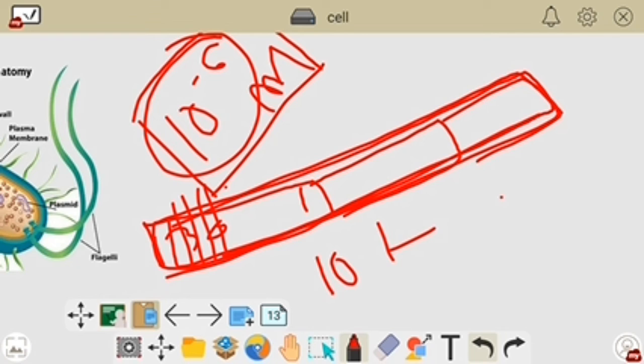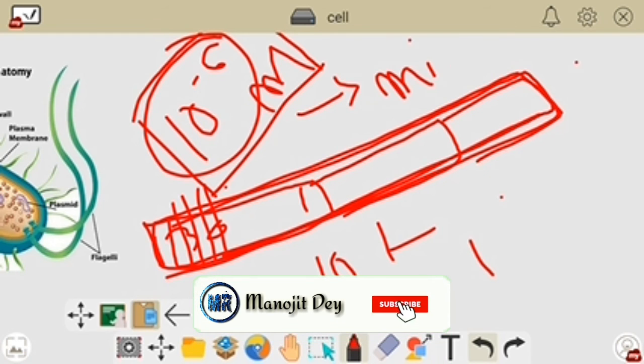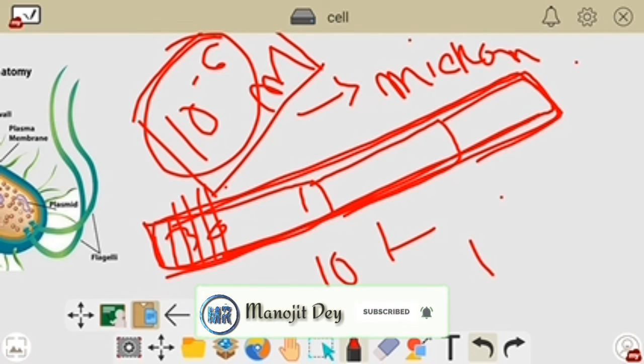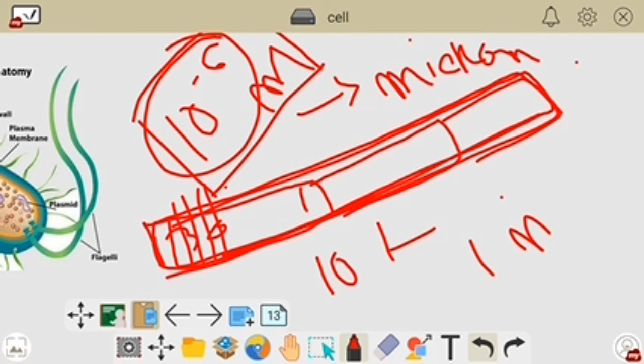Okay, so bacteria cells have a length of about 10 to the power minus 6 meter, which is called 1 micrometer. So bacteria have a size of 1 micrometer, or smaller than this also. The size of bacteria may be 1 micron to 5 micron.